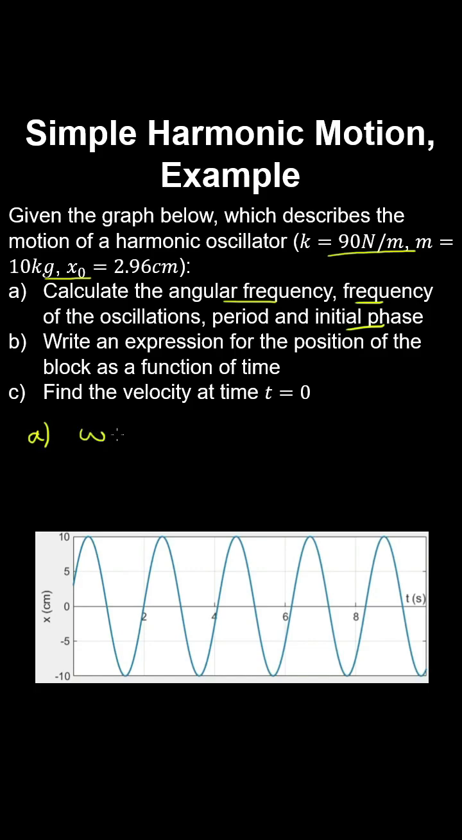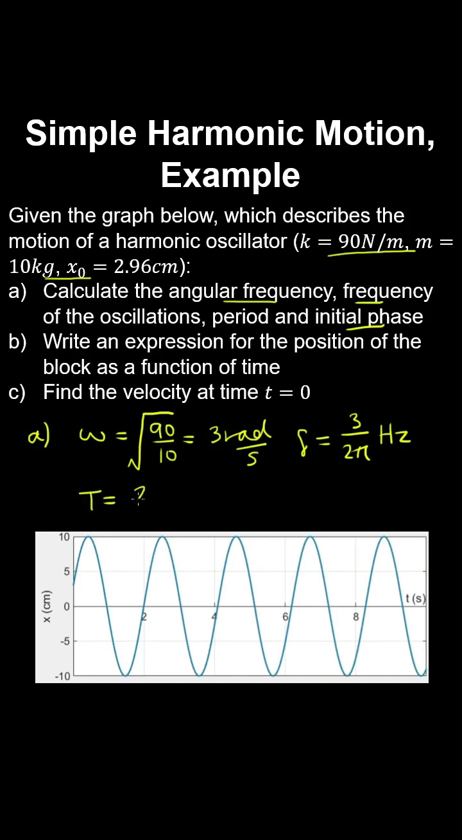So the angular frequency is the square root of the stiffness of the spring over the mass of the block. And the frequency is omega over 2 pi, which is in cycles per second, or hertz. And the period is the reciprocal of the frequency, or 2 pi over the angular frequency, which is around 2.1 seconds. And the initial phase is the arc sine of the initial position over the amplitude.